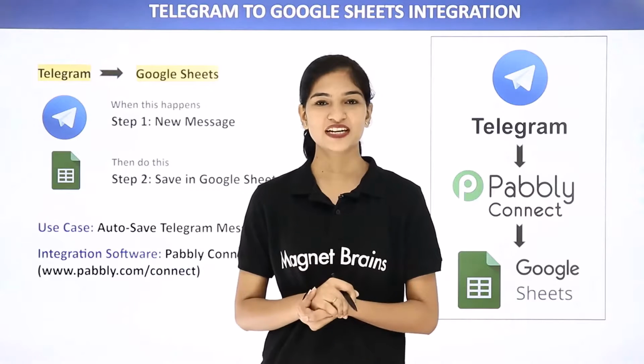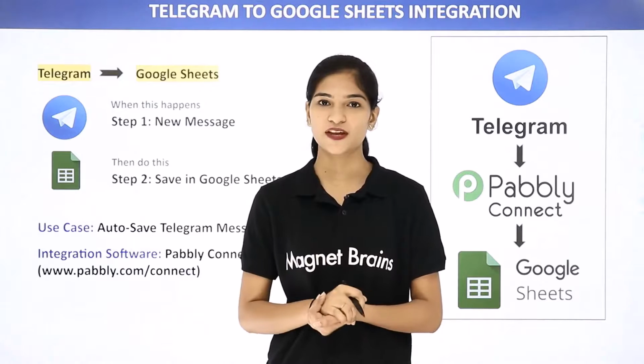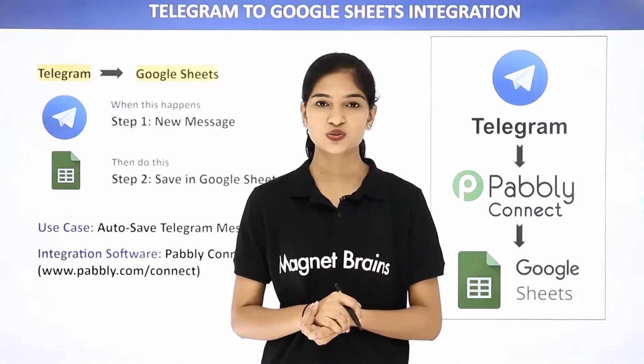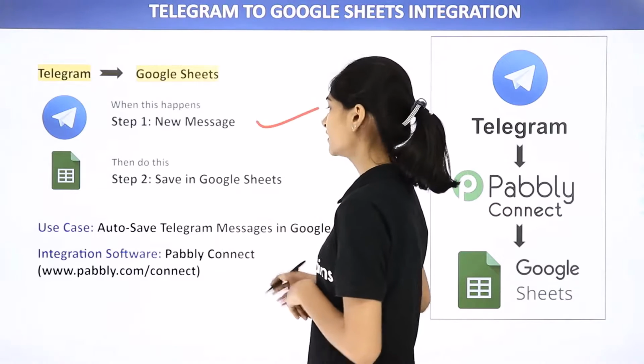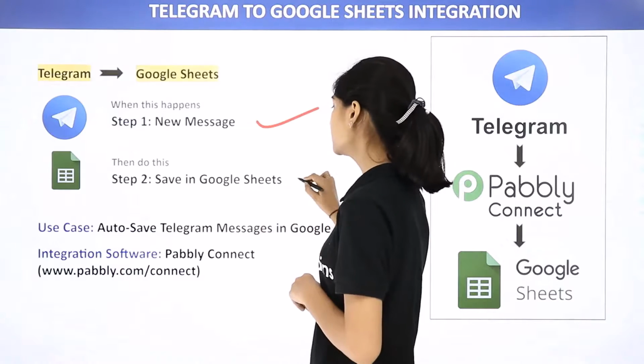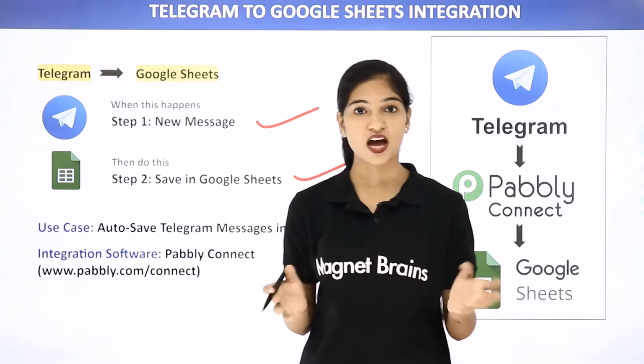Hello everyone, welcome to Pabbly Connect. Today in this video, we are going to integrate two software applications, Telegram and Google Sheets. So the use case here is, whenever there is a new message in Telegram, we want to save the information in Google Sheets. First, let us know what these two software applications are all about.